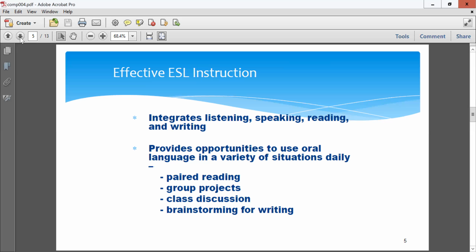And if you think about it, all of our activities do this. We can't really speak without listening because we're usually responding. We also, in a writing assignment, typically have to be able to read. So these opportunities are interchangeable, but we have to be kind of intentional about making these opportunities very integrated for these students. So providing opportunities to use oral language may include doing a paired reading or group projects, having class discussions, or even brainstorming.